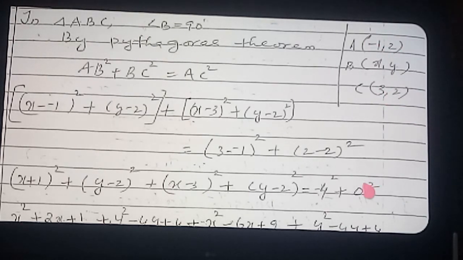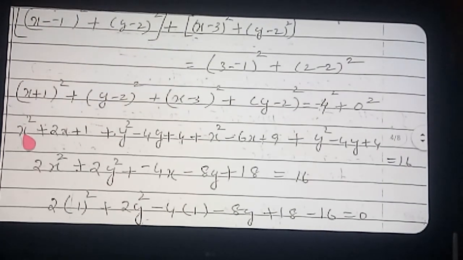Got this all? Now simplify this fully. x square plus 2x plus 1, and here y square minus 4y plus 4. Applying the (a minus b) whole square formula and expanding, here also x square minus 6x plus 9, and y square minus 4y plus 4. And this 4 the whole square means 16, and 0 square means 0, so 16 comes.